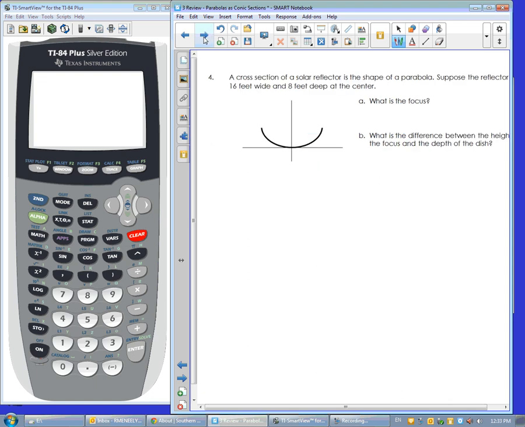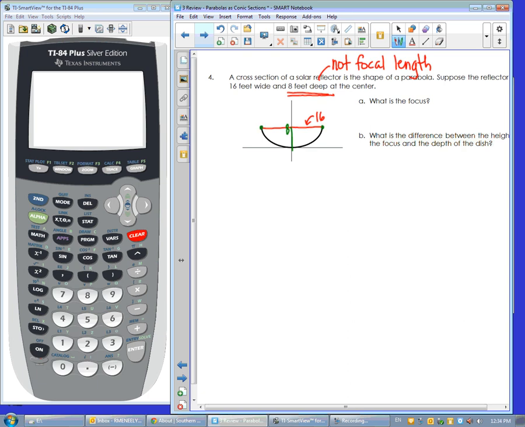All right, number 4, it says a cross-section of a solar reflector is the shape of a parabola. Suppose the parabola, or the reflector, is 16 feet wide and 8 feet deep at the center. Now, please recognize that 8 feet deep, that is not telling you the focal length. It's telling you the depth of the solar reflector, so we don't know where the focus is at this point. What I do know is that this distance here is 16, and the height here is 8.